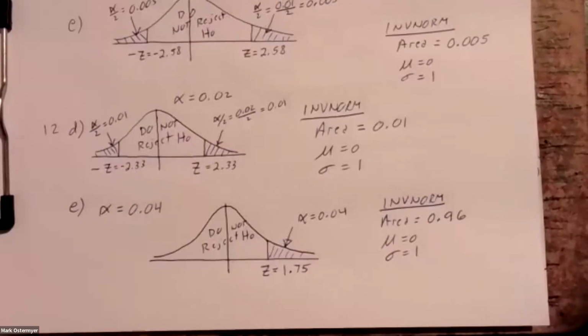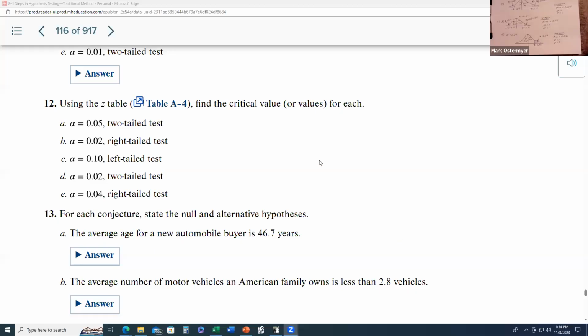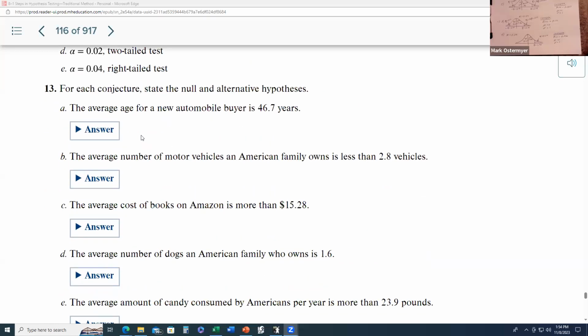So hopefully now, ladies and gentlemen, we have a much better understanding, if nothing else, as to at least how to compute critical Z value or values, depending upon what type of test we're conducting, either a lower tail, or left tail test, upper or right tail test, or a two-tail test. Okay. Let's move on to another aspect of our 5-step procedure of hypothesis testing. And that other aspect is going to be problem number 13 here. It says, for each conjecture, state the null and alternative hypotheses that would be tested for such a situation. And I'm going to do A for us, 13A.